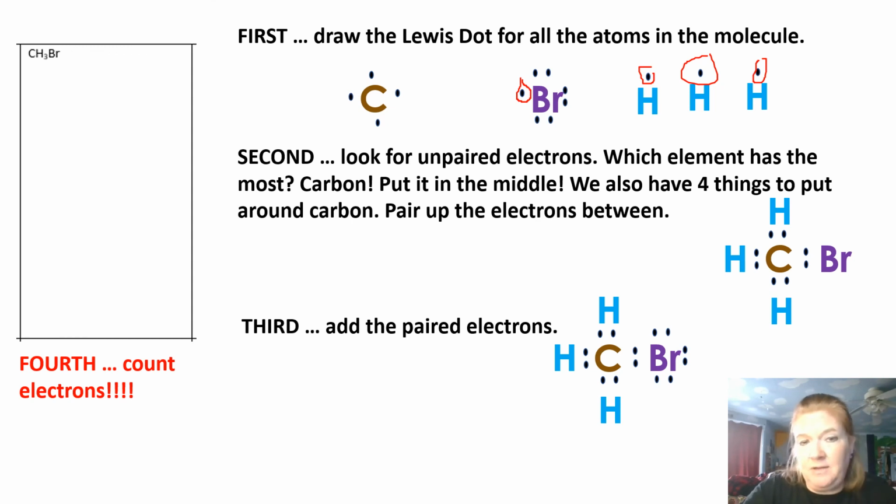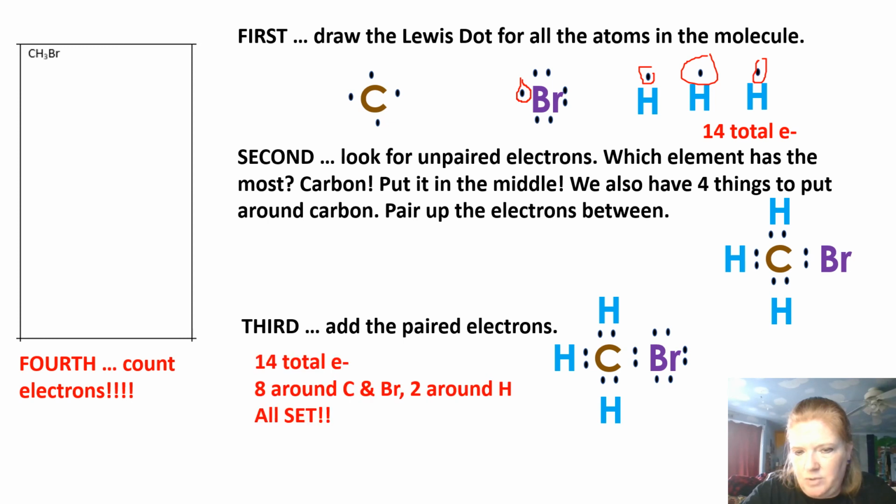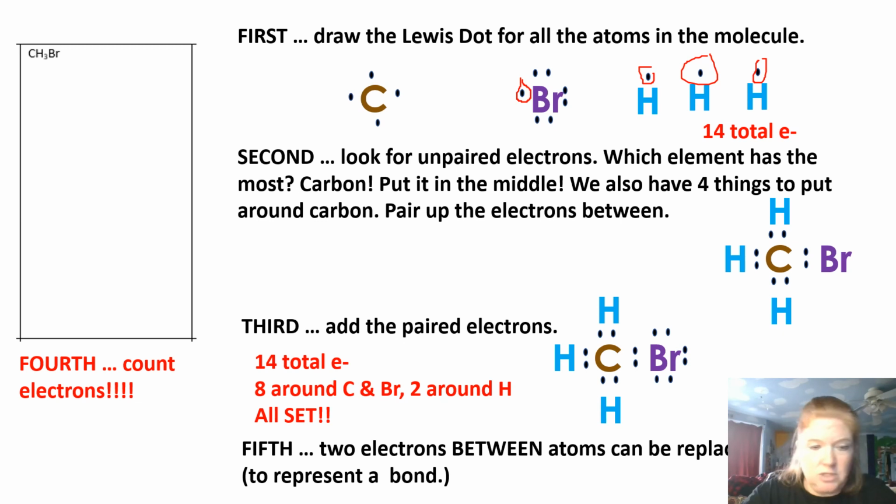Now I have to count the electrons. So this is 4, 5, 6, 7, 8, 9, 10, 11, 12, 13, 14. I have to count around here because my number of electrons has to be the same. So this is 2, 4, 6, 8, 10, 12, 14. I still have 14 electrons. There are 8 around carbon, 8 around bromine, perfect, and 2 around each hydrogen.